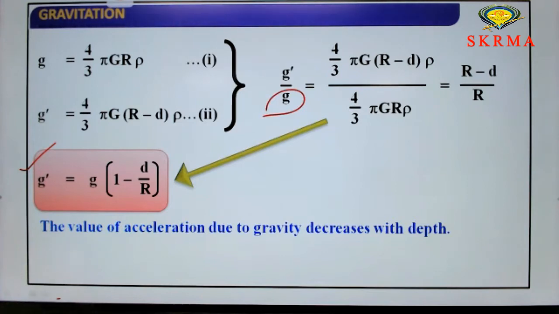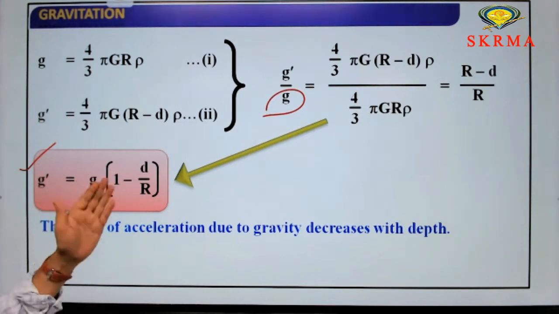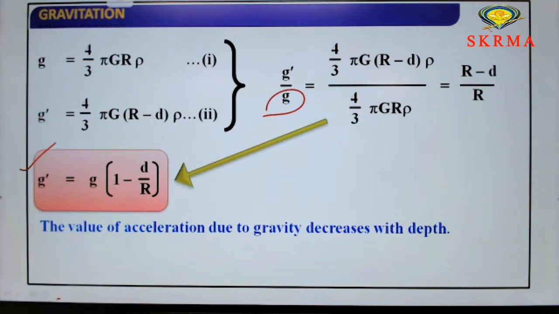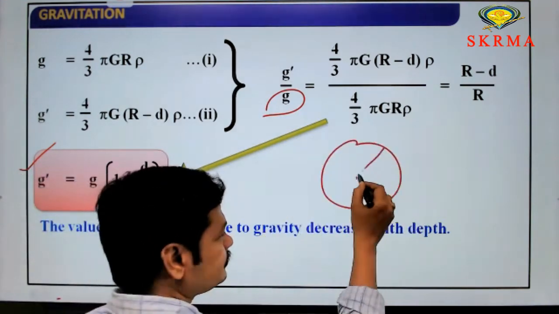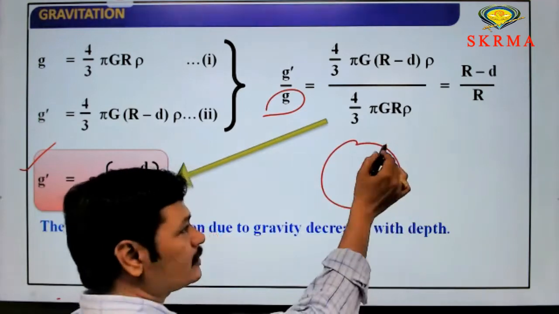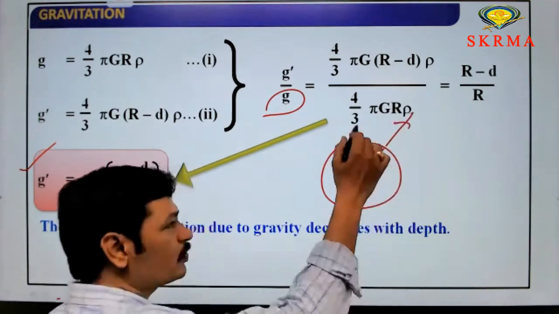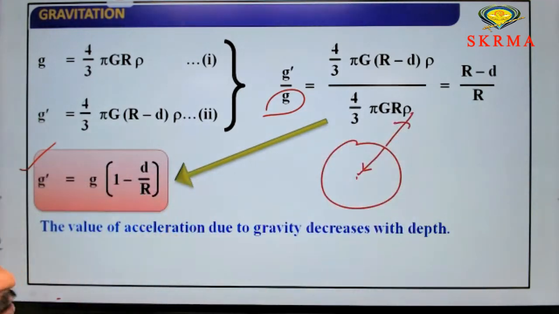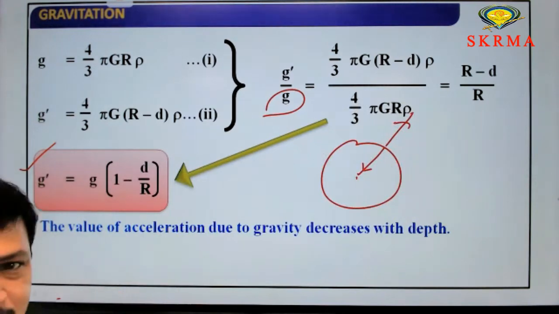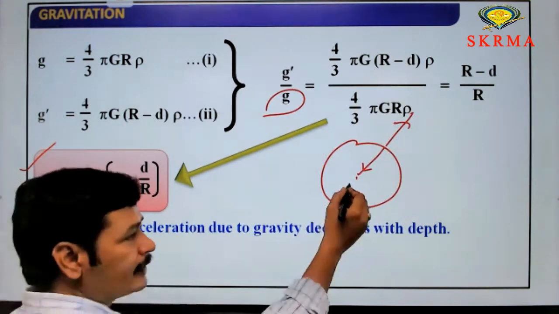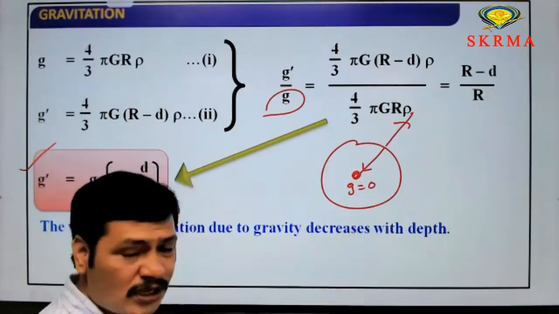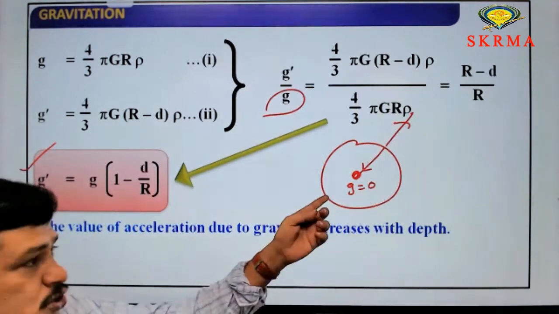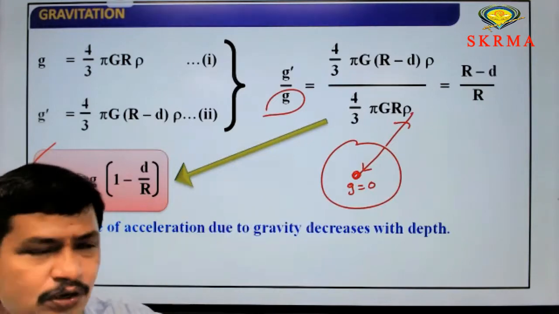If you observe this equation, g decreases as you move towards the center of Earth. In the same way, if you move away from the surface, g also decreases. Towards the center also g decreases. At the center of Earth, g is equal to how much? 0. That is also the weightlessness condition. g equals 0 at the center of Earth.